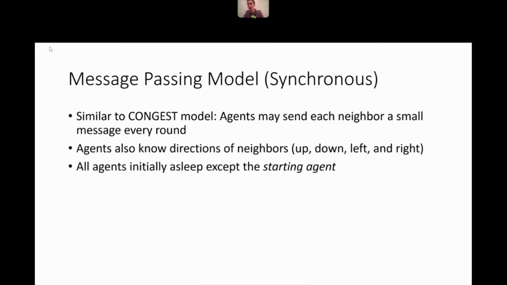And by asleep, we mean they cannot send or receive messages. They cannot send messages or perform computation. And the reason for this is we imagine it's more plausible that not all the cells in an organism are going to have a sense of time and start at the same time. What's more likely is some process will start at a single point in the organism, and the algorithm will have to continue from there. So we have some starting agent. It can be chosen arbitrarily, and agents wake up after receiving a message.